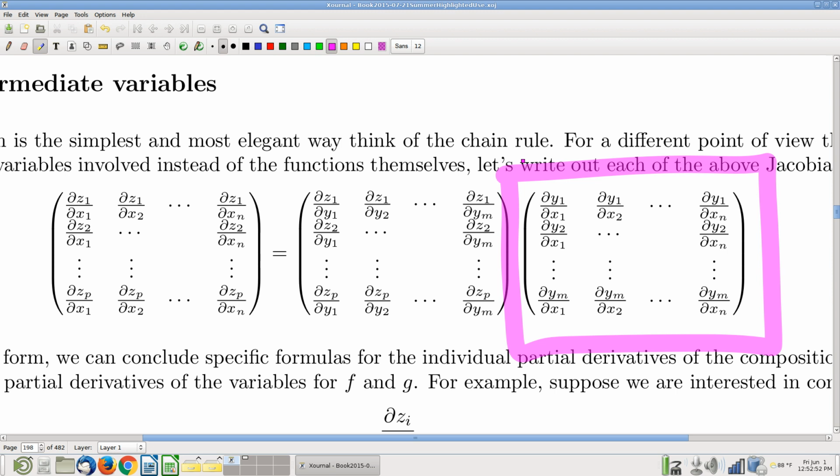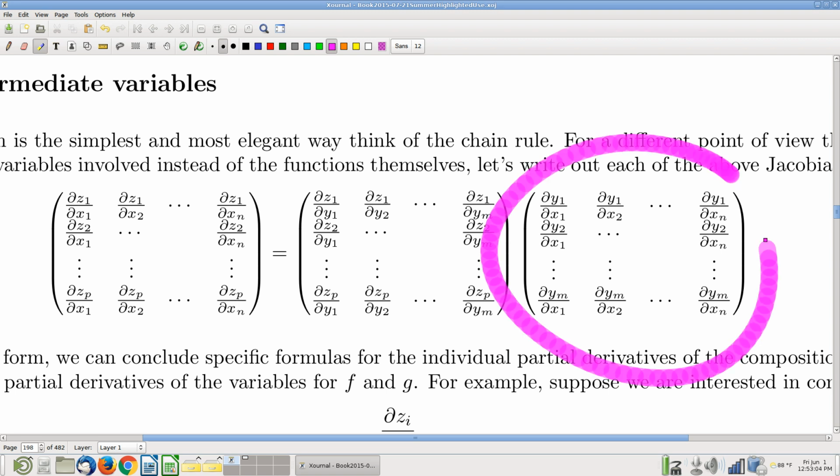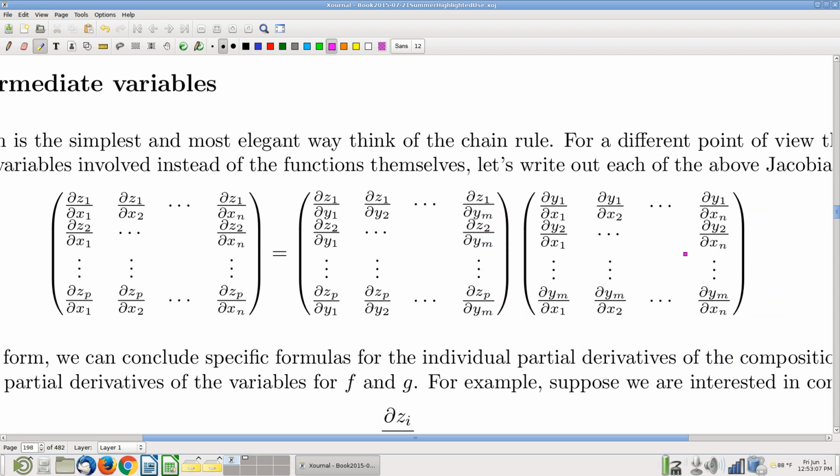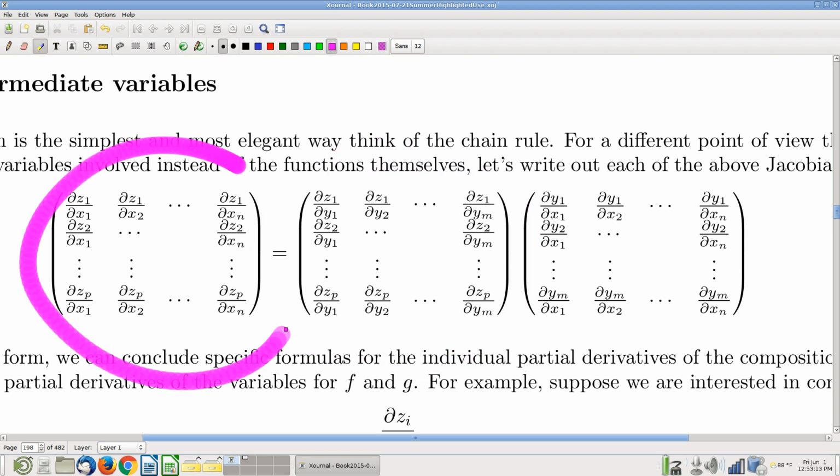Within each column, let's look at the x1 partials. First the partial of y1, then the partial of y2, then the partial of y3, etc., all the way on down. Likewise, these are the y's with respect to the x's. These are the z's with respect to the y's. And when you multiply them, you get the z's with respect to the x's.